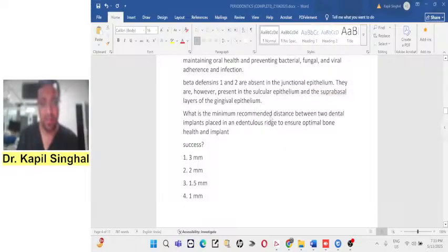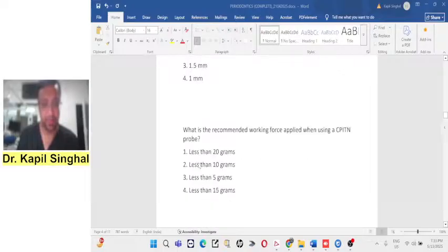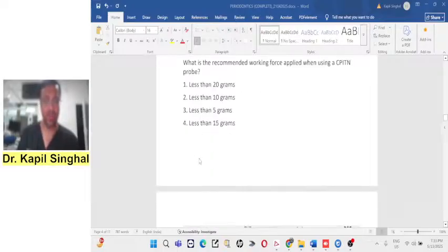So, what is the minimum recommended distance between two dental implants? So, he is asking the distance between two implants. So, answer here would be 3 mm. Okay, next question. What is the recommended working force applied when using a CPITN probe?